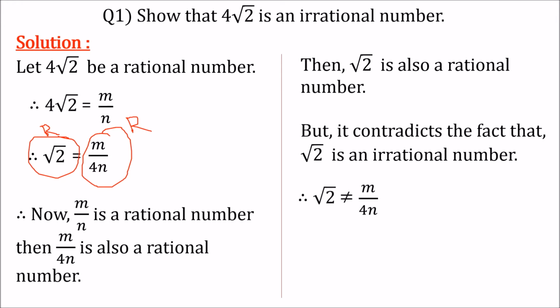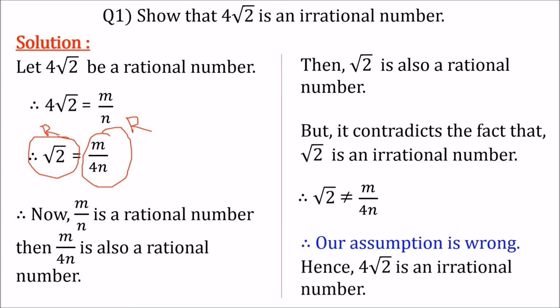Since root 2 cannot be equal to m upon 4n, an irrational number cannot be equal to a rational number. Therefore our assumption is wrong. Hence 4 root 2 is an irrational number.